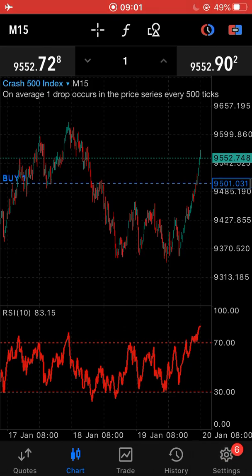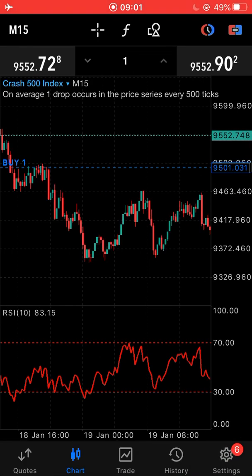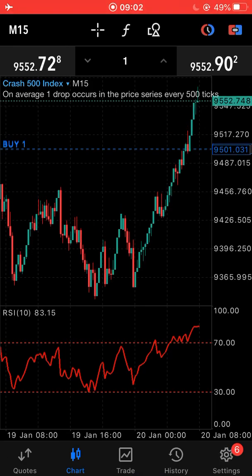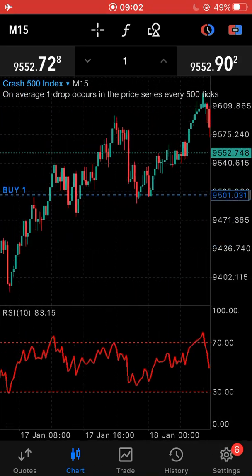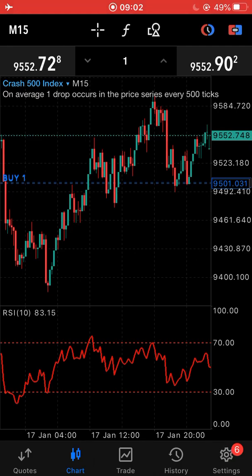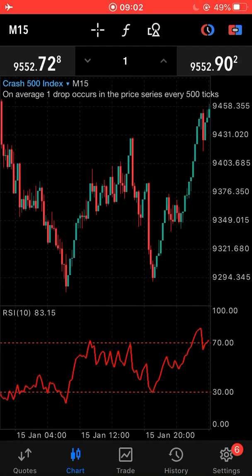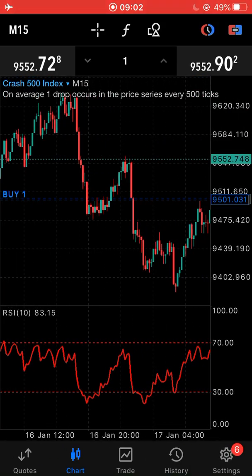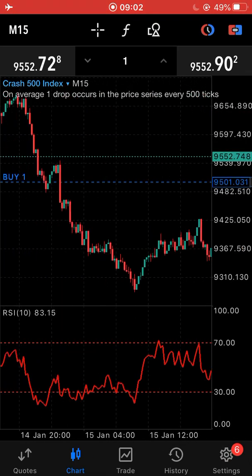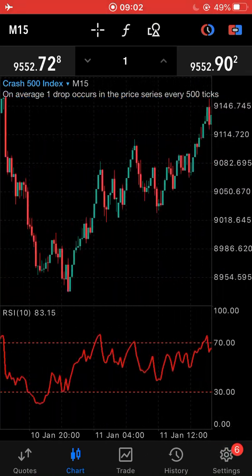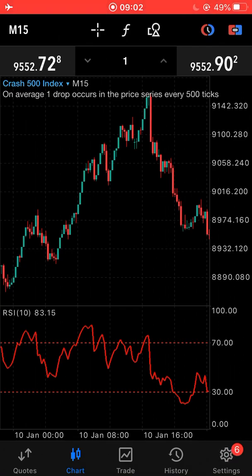So how does this strategy work? It's very simple. How do people trade the RSI? Whenever the RSI gets oversold, they buy, and when the RSI gets overbought, they sell. How would you feel if I told you that we now trade it in the reverse pattern? Whenever the RSI is overbought, we buy. Whenever the RSI is oversold, we sell.